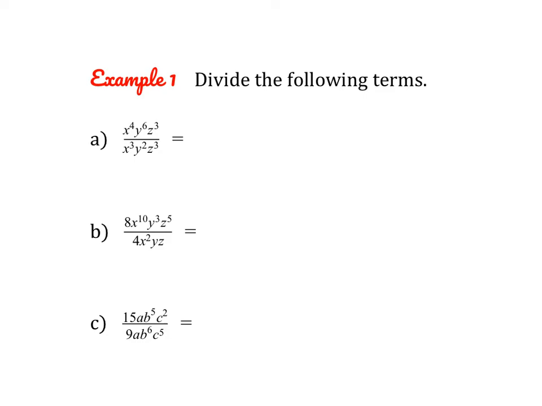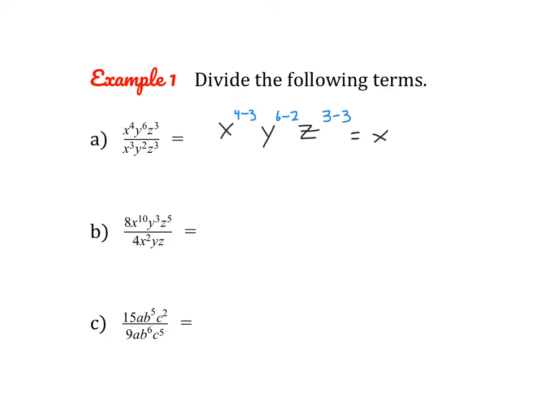Okay, let's try these three together. So here we have x to the fourth, y to the sixth, z cubed, divided by x cubed, y squared, z cubed. So we're going to go one term at a time. And remember, we're just going to subtract the exponents. So we have an x, a y, and a z term. So for x's, I see it's going to be 4 minus 3. That's these exponents. For y's, it's going to be 6 minus 2. And for z, it's going to be 3 minus 3.